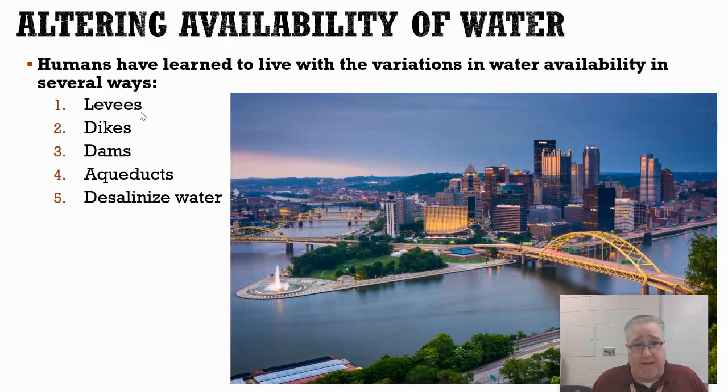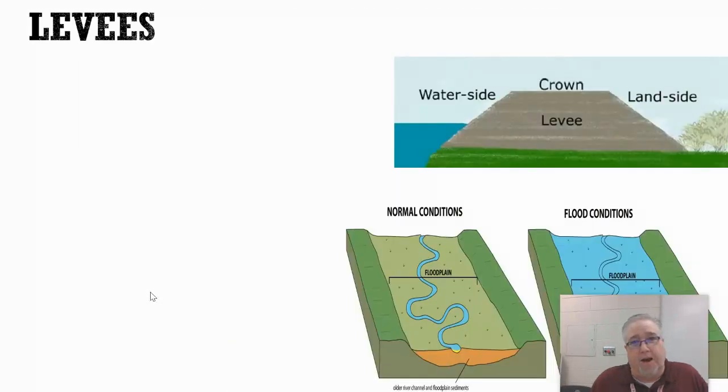We're going to talk about something called levees, dikes, dams, aqueducts, and then a process called desalinization of water, which is basically how you can take salt water and turn it into fresh water, because that's something that we can do, but it's a really slow process, and we'll talk about some of the pros and cons with that. All right, levees.